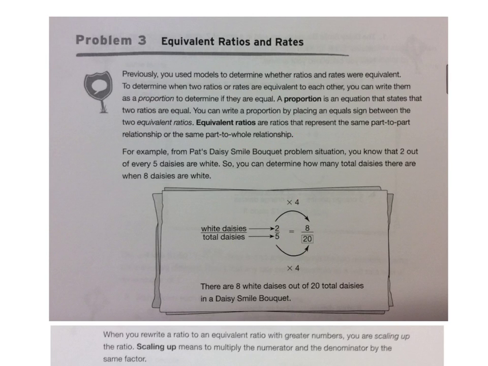It's pretty much the same thing as finding an equivalent fraction. You have white daisies is 2, and total daisies is 5. How do you get from 2 to 8? Well, I do times 4. Then what do I do to 5? Times 4, you get 20. If I wanted 8 white daisies, I'd have 20 total daisies. In this example, white to total daisies is a part-to-whole relationship.